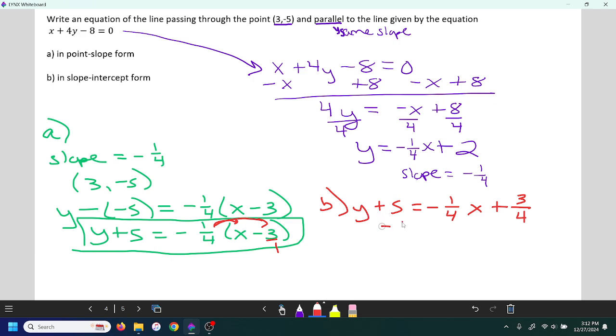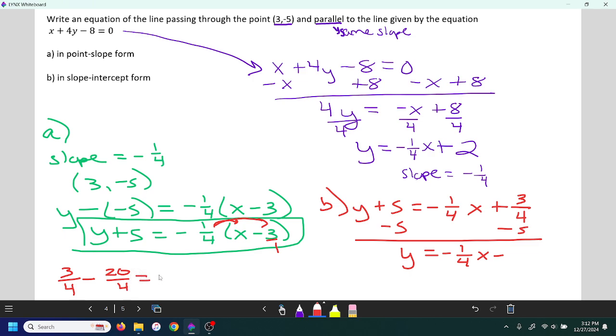And then the only thing we need to do yet is get y by itself. So we're going to subtract 5 from both sides. So we're doing 3/4 minus 5. So you can get a common denominator there if you like. So that'll be 3/4 minus 20 over 4, because 20 divided by 4 is 5. And that'll give us negative 17 over 4. So that would be the slope intercept form.